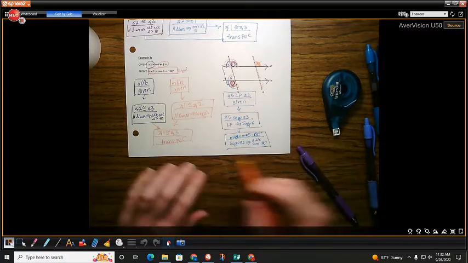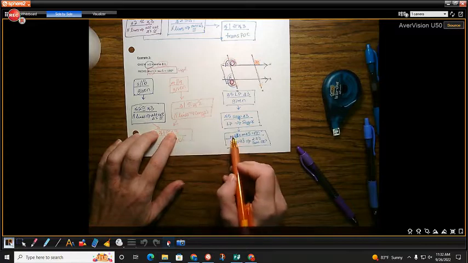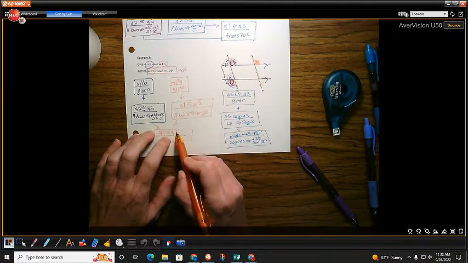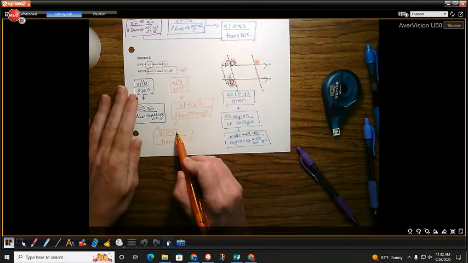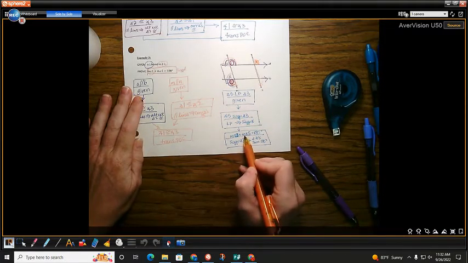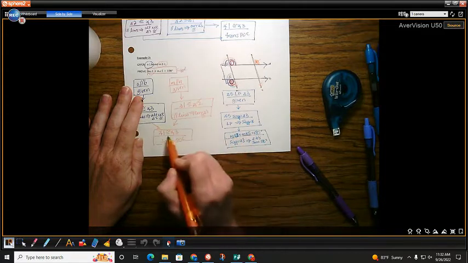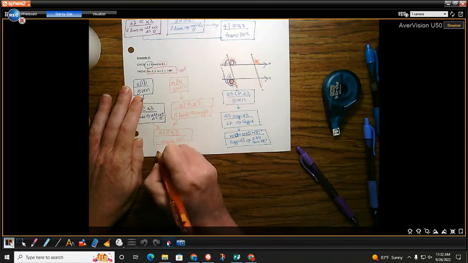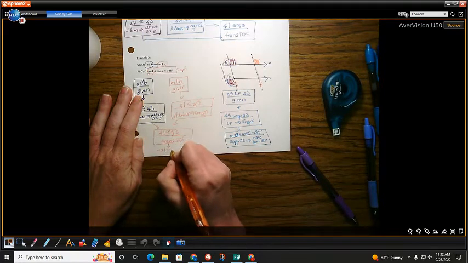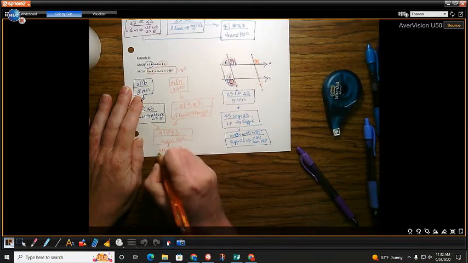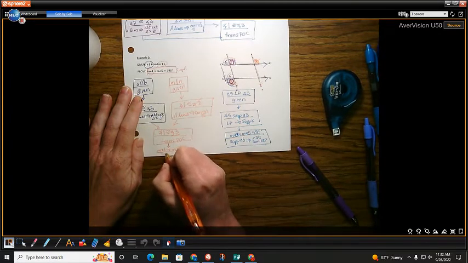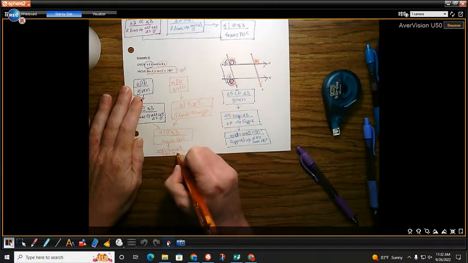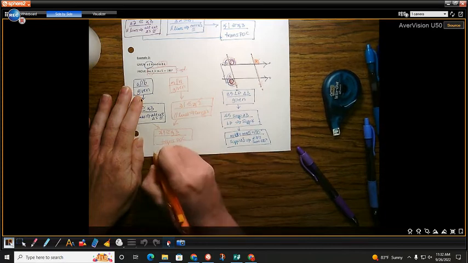Congruent angles equal lengths. Oh, if I want to substitute angle 3 in here, can I do it if it doesn't have the measure? The answer is no. If I want to substitute for a measure, I have to turn this into a measure. So now I have to say the measure of angle 1 equals the measure of angle 3 because congruent angles imply equal angle measures.